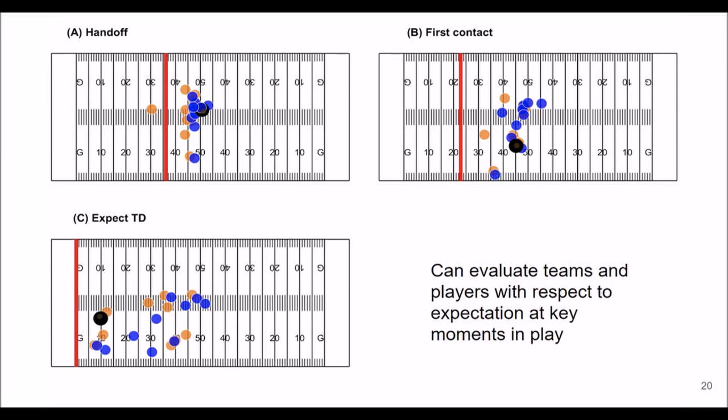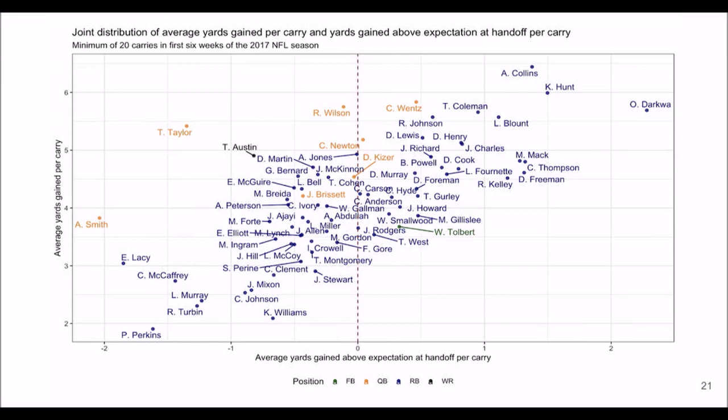This figure then is showing, y-axis is the average yards gained per attempt, so typical stat you'll see. The x-axis is the average yards gained above expectation at handoff per carry. So that's why you see this nice split right down the middle, the zero line, half the players above it, half below it. And so now we can actually differentiate players in this first 6 weeks of the season.